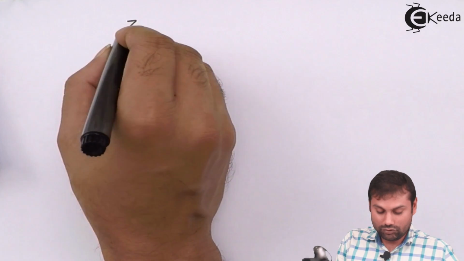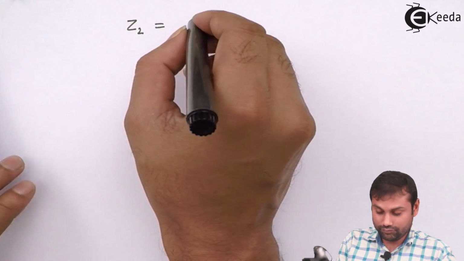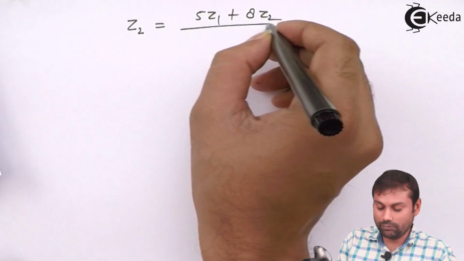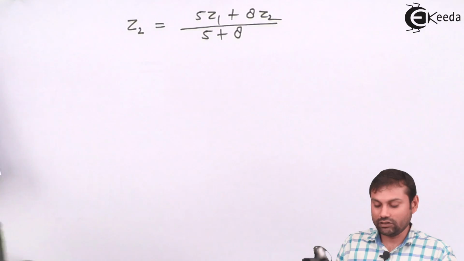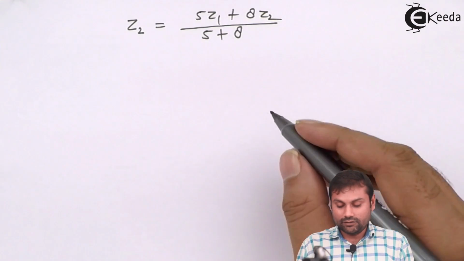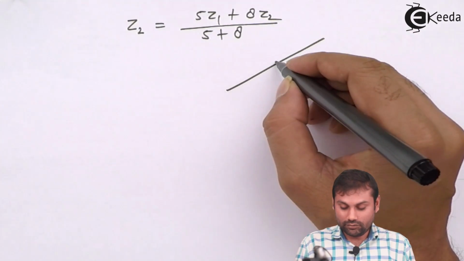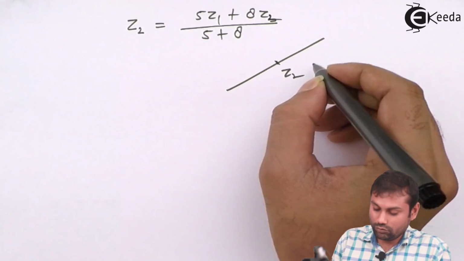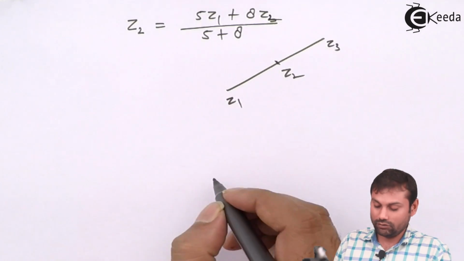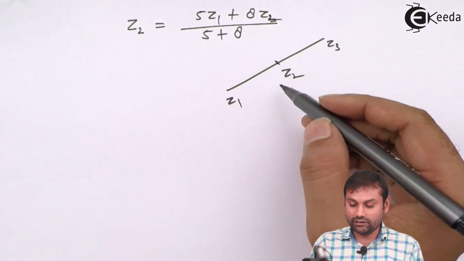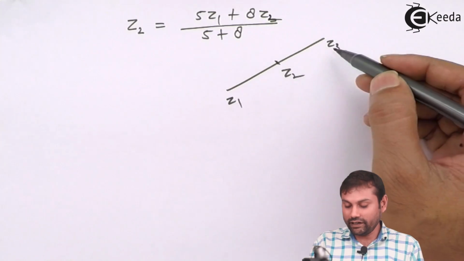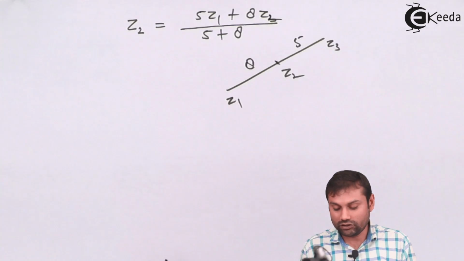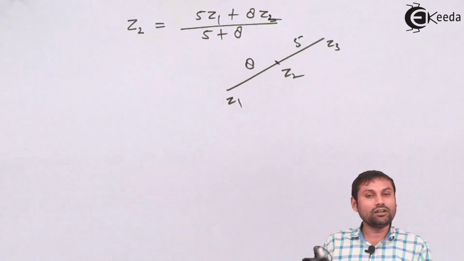Now z2 equals 5z1 plus 8z3 upon 13, we can write it as 5 plus 8. Okay, now we can see that there is a point z2 and z3 and z1. So z2 is dividing the line joining z1 and z3 in the ratio of 8 is to 5. Okay, so definitely these 3 points are collinear.